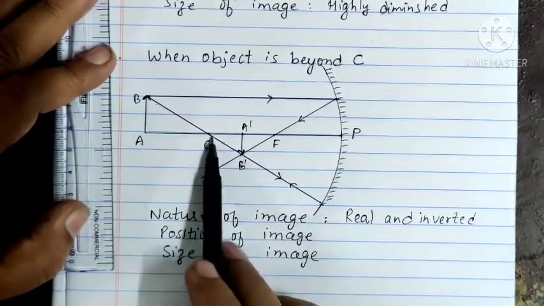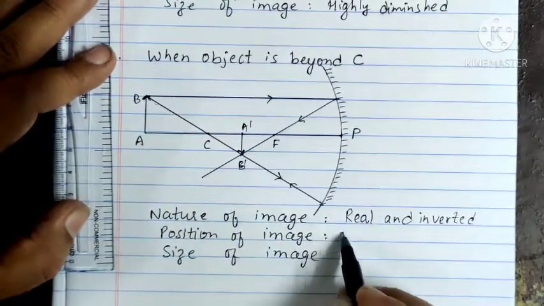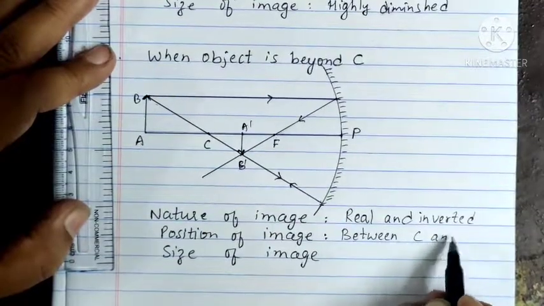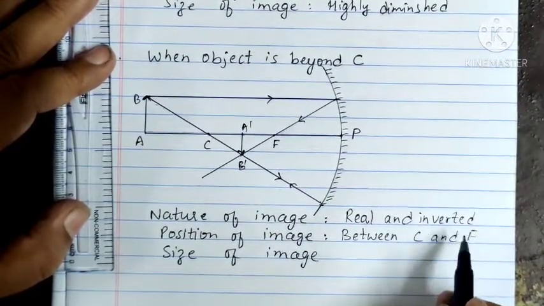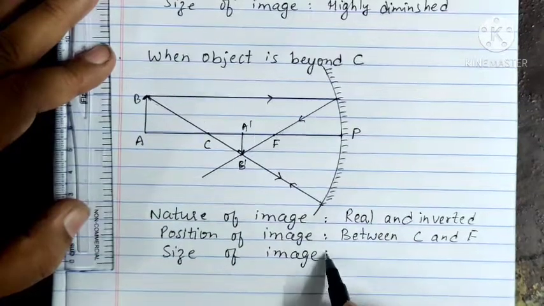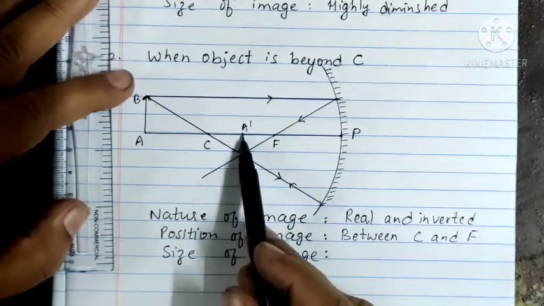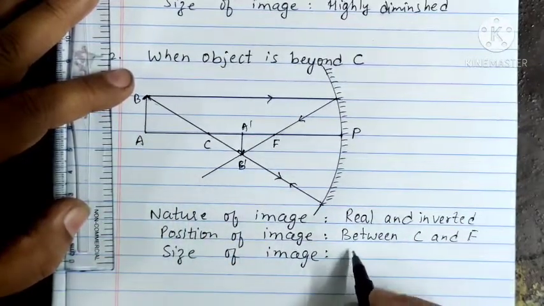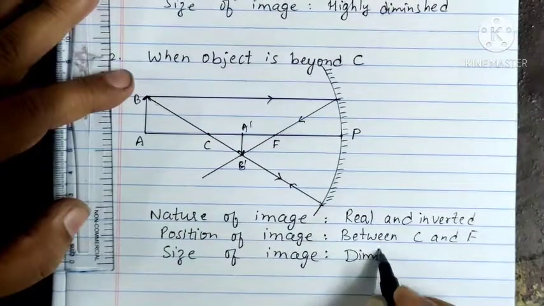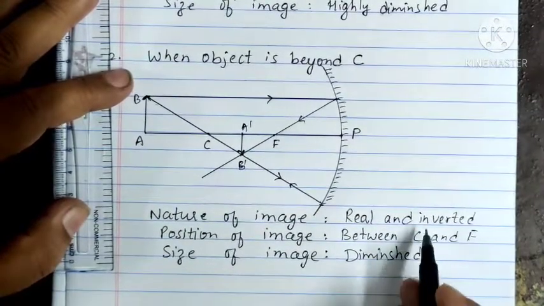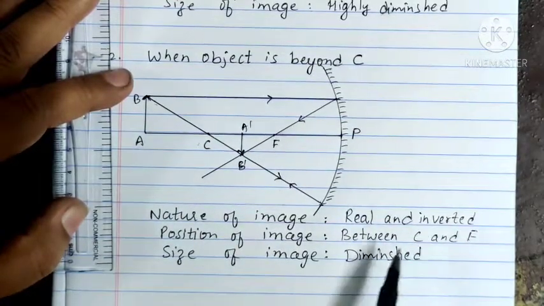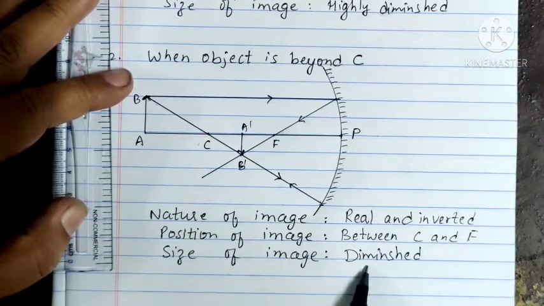Position of image, as you can see, is between C and F, that is center of curvature and focus. And the size of the image is diminished, smaller than the object. So when the object is placed in front of a concave mirror beyond C, the image is real and inverted, between C and F, and the size is diminished.